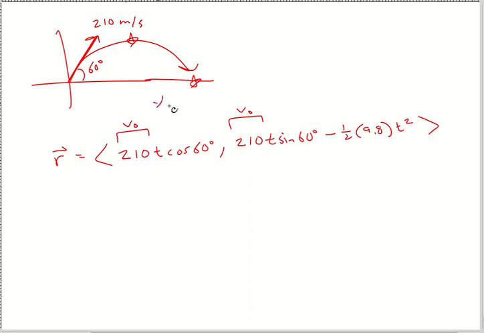Remember that this is simply just saying x and y. So I'm saying my x position is not always just 210. It's 210 times the time it takes to get there. So 210 times however much time it is.